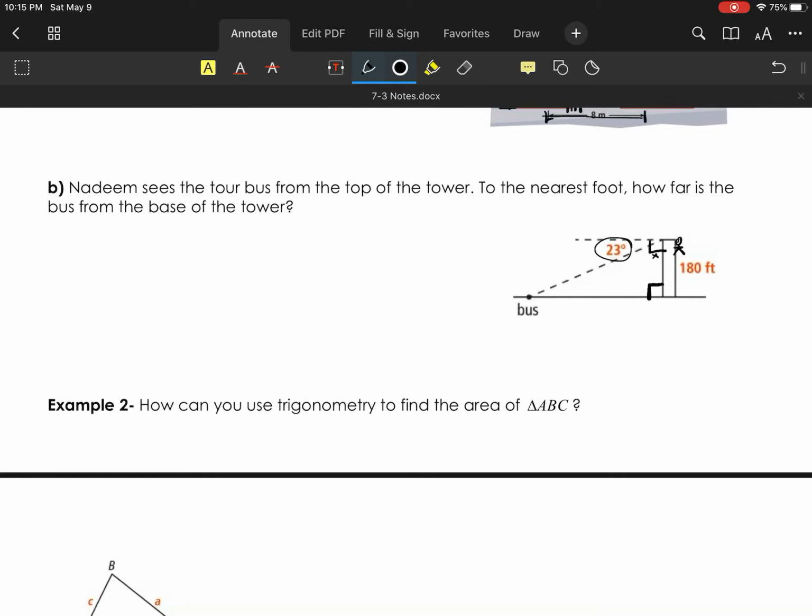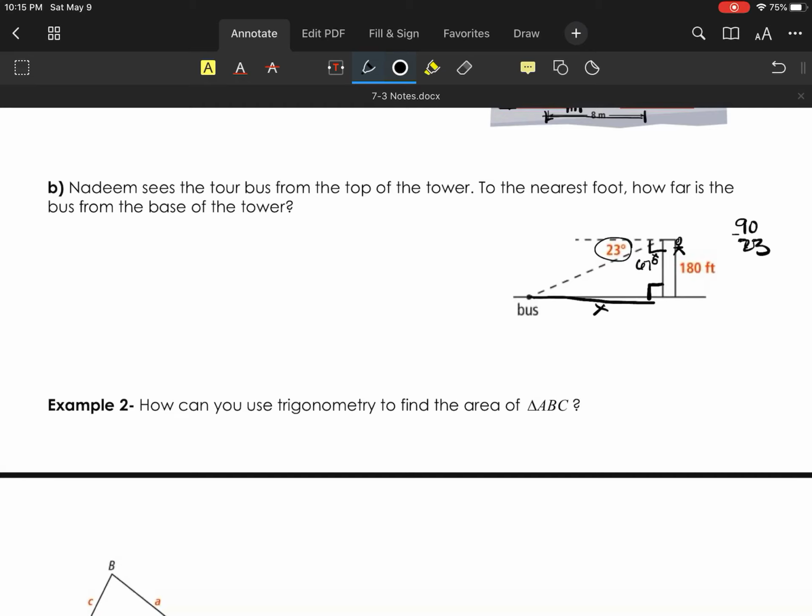And that also means that you also have a right angle up here. So I can actually find this missing angle right here by subtracting 90 minus 23. So if I do 90 minus 23, I should get 67 degrees. And now I can actually set up a trig function, okay?